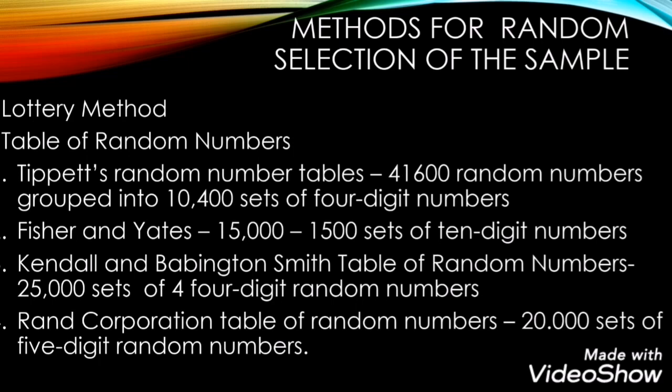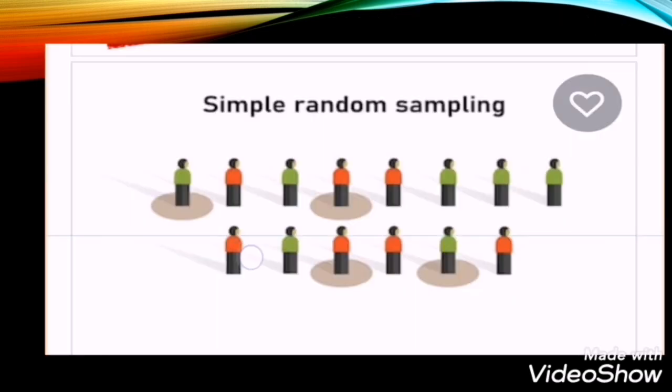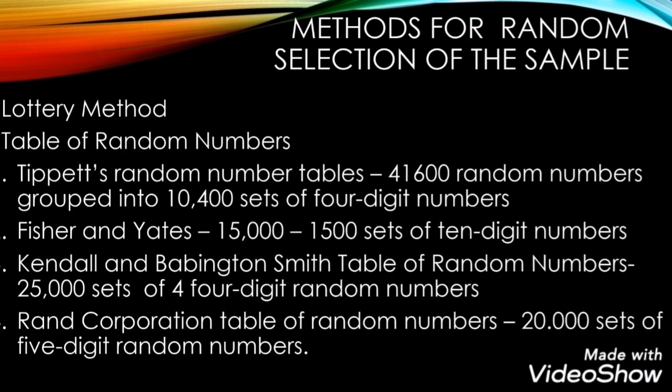The popular among them are Tippett's random number tables consisting of 41,600 random number digits grouped into 10,400 sets of 4-digit random numbers. Fisher and Yates table of random numbers with 15,000 random digits arranged into 1,500 sets of 10-digit random numbers.